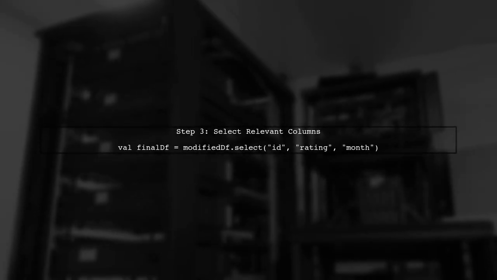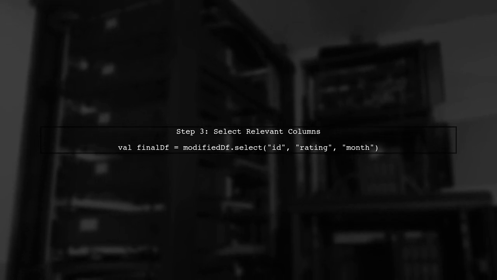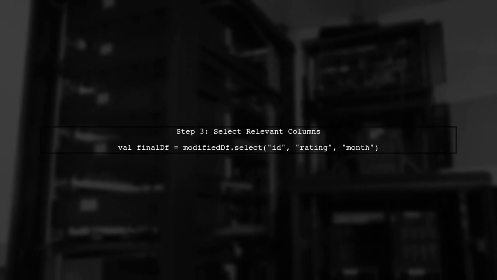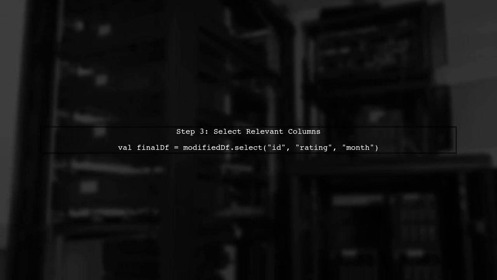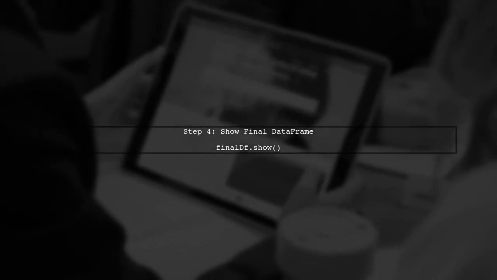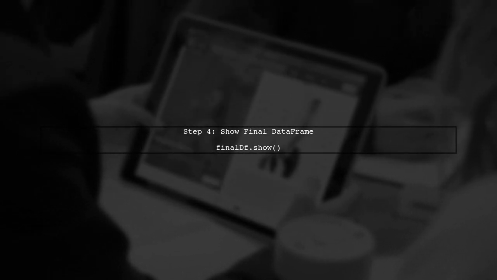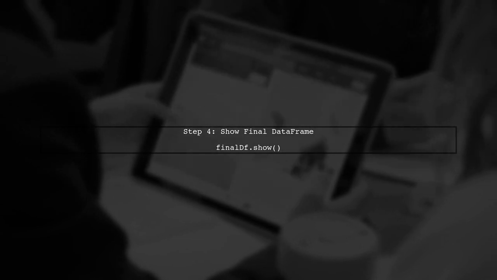Now let's select the columns we want to keep in our final data frame. We will keep the ID, rating, and the newly created month column. Finally, we can show the modified data frame to verify our changes. This will display the ID, rating, and month columns.